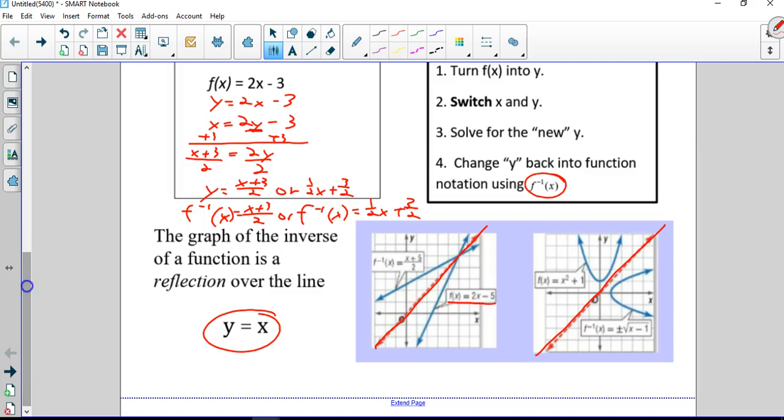Notice here we have f(x) equals 2x minus 5. The inverse of x is (x plus 5) over 2. Here, f(x) is a parabola, x squared plus 1. And here, notice, a little bit different, it's plus or minus the square root. That's what gives it the top shape and the bottom shape. Because if you remember, when we talk about square roots, we would only graph just this top part right here. Well, adding that minus gives you the bottom part.